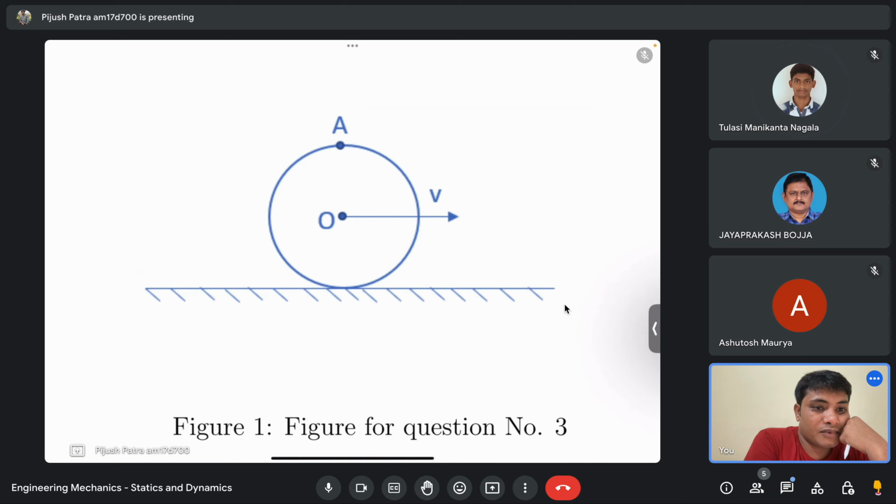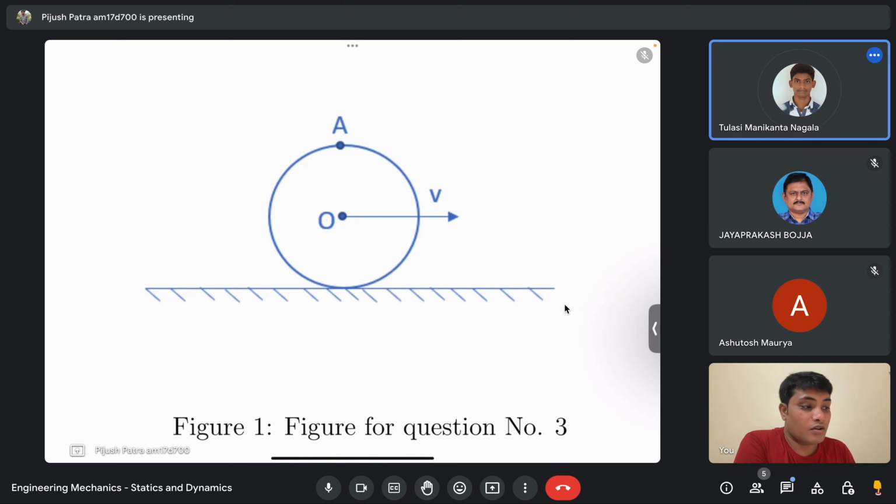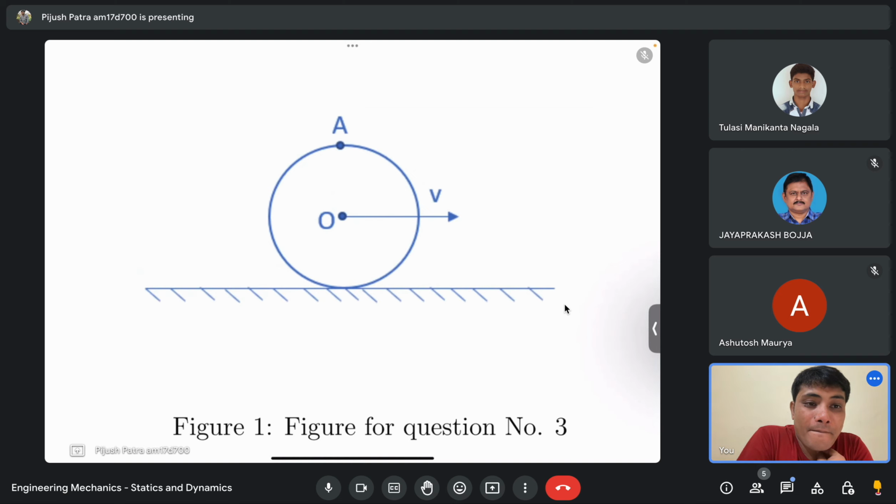2v, sir. How much? 2v. Why? Yeah, why? You can solve it by taking the contact point as a pole.